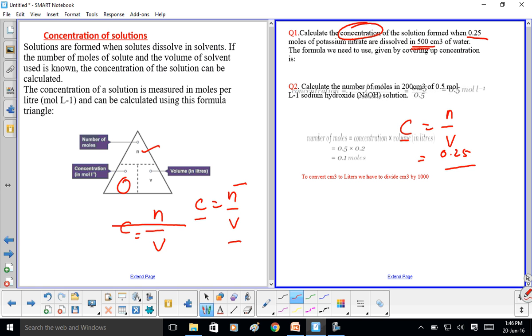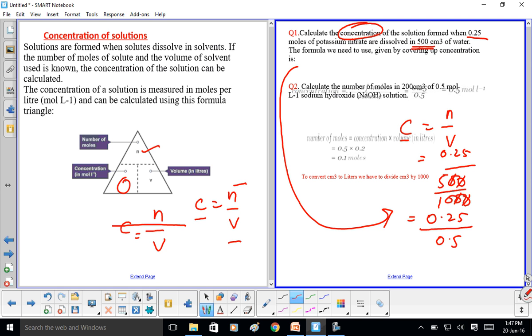The volume is given as 500 centimeter cube, but I need it in decimeter cube. So it is 500 divided by 1000, which is 0.5. For the first question, the concentration is the number of moles, 0.25, divided by the volume, 0.5. So 0.25 divided by 0.5, and you will get the answer.